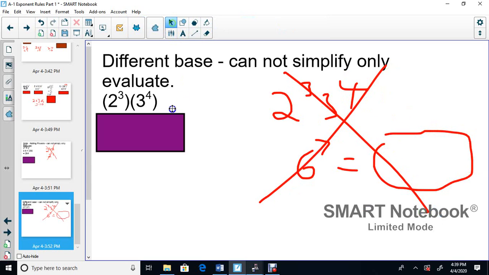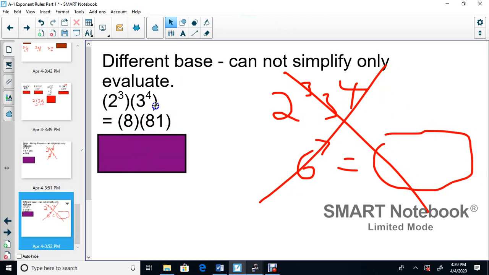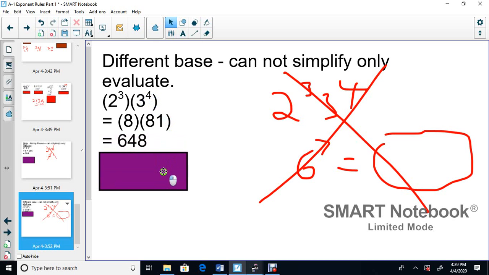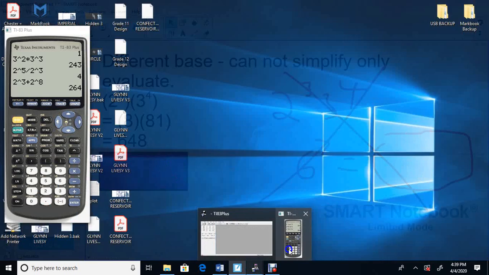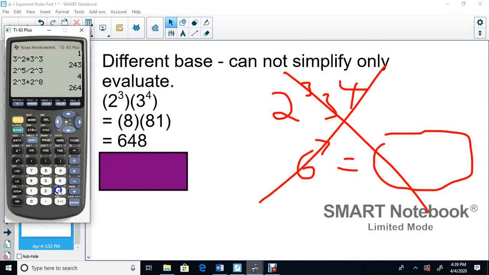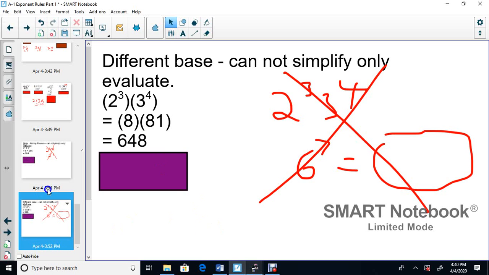Here's the proper way. You can figure out 2 to the power of 3, which is 8. You can do 3 to the power of 4, which is 81. And then you can multiply them. Or you can do it all in one step on a calculator: 2 to the power of 3 times 3 to the power of 4. It can figure out the 648 all in one step on a good calculator.